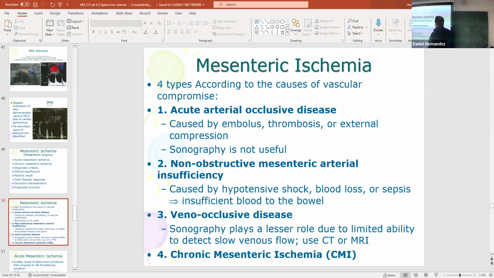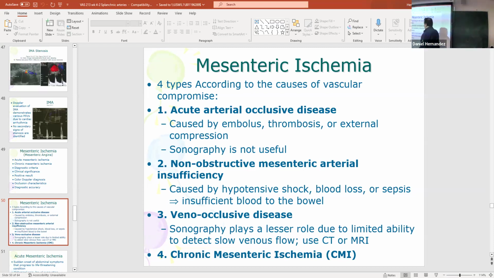So mesenteric ischemia, with acute mesenteric ischemia, this is acute arterial occlusive disease. So if it happens suddenly and it's not a result of those atherosclerotic plaques, it's the vessel being blocked most likely by some sort of embolus or that vessel becoming suddenly thrombosed. Other things that could cause it would be sudden external compression.